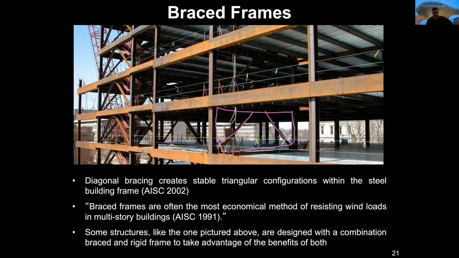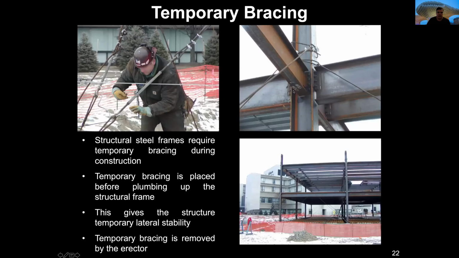And some structures like the one here can have a combination of braced and rigid frame. Maybe in other places, like in the facade, we don't want to have that brace. Therefore, we make the connection more rigid, and that could work perfectly. Well, the combination can be convenient in many buildings.